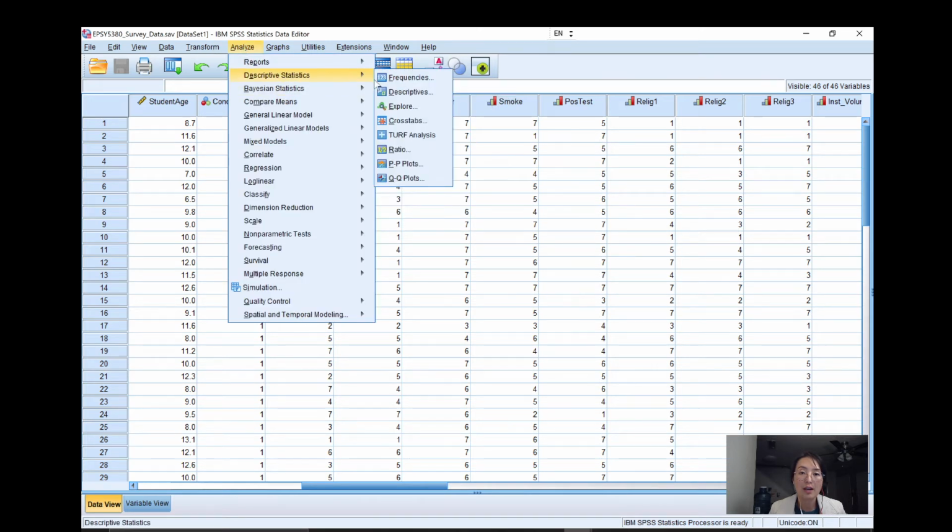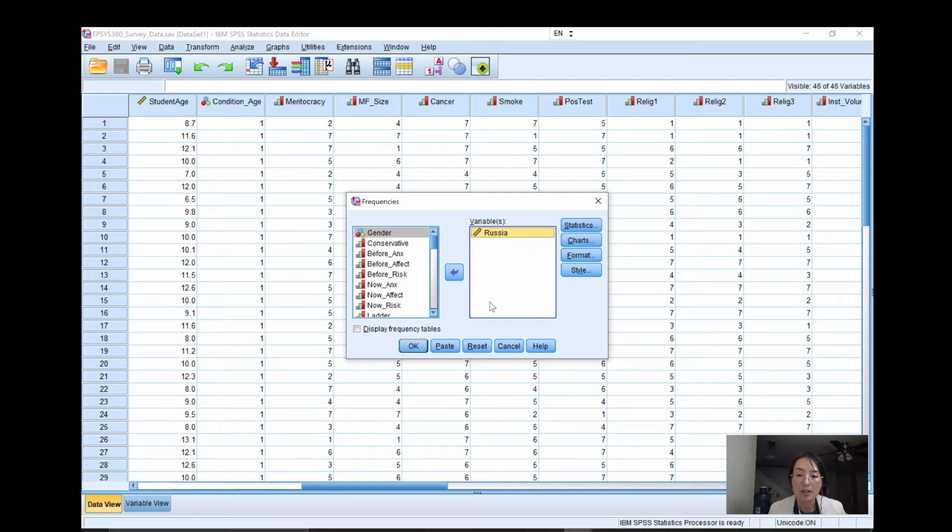So let's analyze frequency, and I'm just going to reset and go to variable view. You can pick variables that you like. I'm just going to put, let's see, this conservative, actually I prefer, okay, let me pause here. Okay, I found one. I think we can take a look at this.